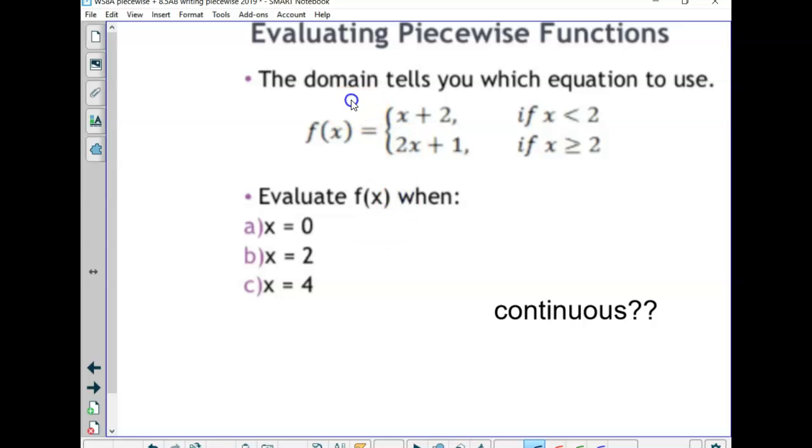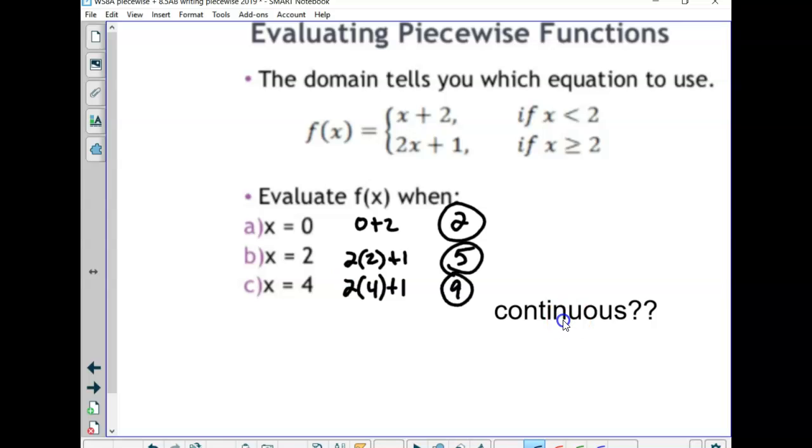All right, the domain tells you which equation you use. This is the domain restriction over here. So if I put in a 0, guys, top one, bottom one, let's go quick. Less than 2, so I put a 0 in there, I get 2. Okay, put in a 2. Which rule? Bottom one, because it says greater than or equal to 2. So 2 times 2 plus 1 is 5. Now 4: bottom one, 2 times 4 plus 1.